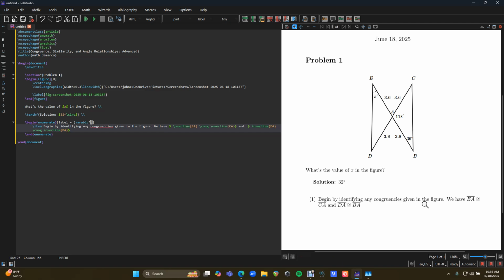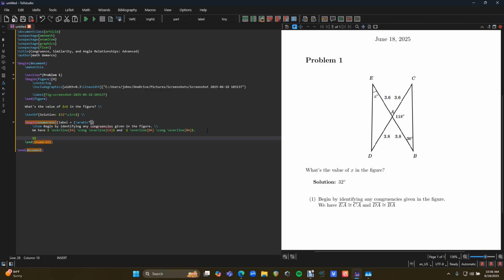Begin by identifying any congruencies given in the figure. We have, let me just put that on the next line so it's very clear. We have EA congruent to CA, and we have DA congruent to BA. Those are like the given congruencies we have, right? And so let me make it clearer down here. I'm just going to say that EA and CA are both 3.6, DA and BA are both 3.8. Do I need to do that? I guess not. But just to show my skills, we'll go ahead and keep doing that.